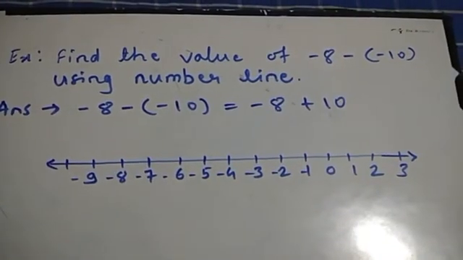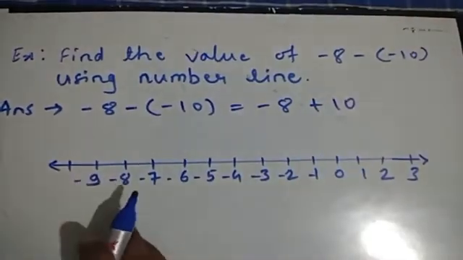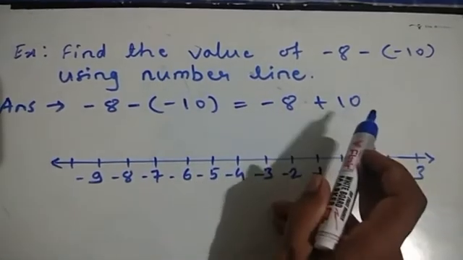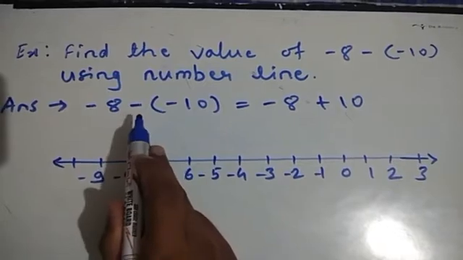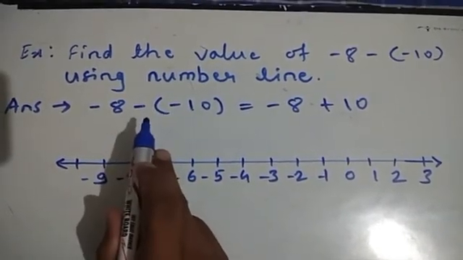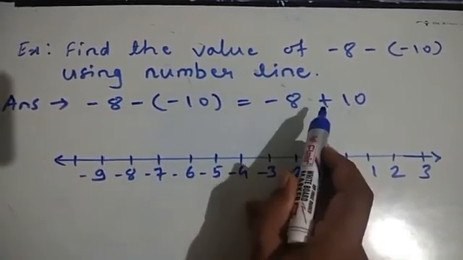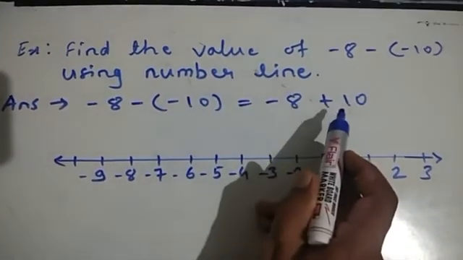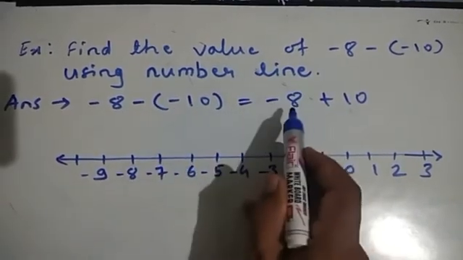Students, let's solve one more example. Find the value of minus 8 minus of minus 10 using number line. Here minus 8 minus of minus 10 is equal to minus 8 plus 10. As we know that whenever we subtract a negative integer, we have to add its additive inverse. Okay, therefore minus 8 as it is, and this minus sign will become plus sign. And what will be the additive inverse of minus 10? Plus 10. Therefore minus 8 minus of minus 10 is equal to minus 8 plus 10.